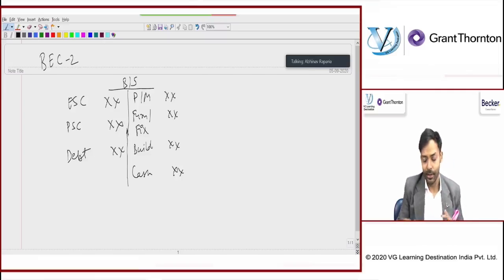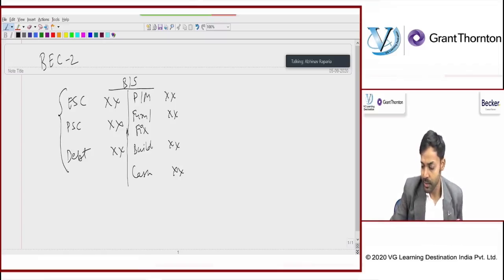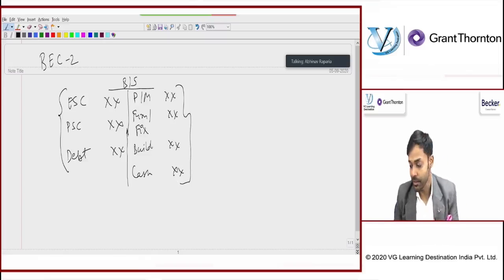I'll keep on using debt and loan in our same terms, so don't get confused with it. It's just the same thing, right? So that's what it is. This is the sources of funds, and this is the application of funds. Okay, great. So we have started the business, right?